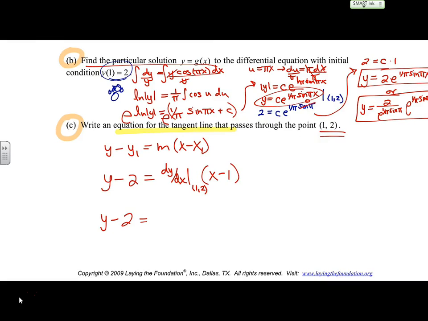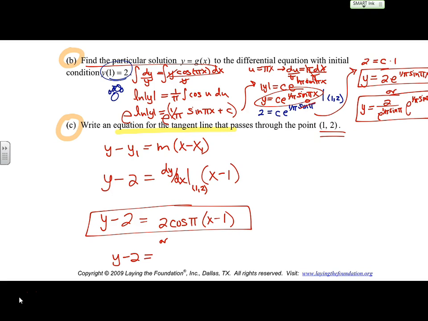So we can say y is 2 times cosine of pi times 1. And according to what I've seen, if you're not confident in the unit circle, stop there. If you are confident in the unit circle, hopefully you know cosine of pi is -1. Good. You don't have to solve for y. They just say find an equation of the tangent line. They don't say get y by itself like they do up here in this question.